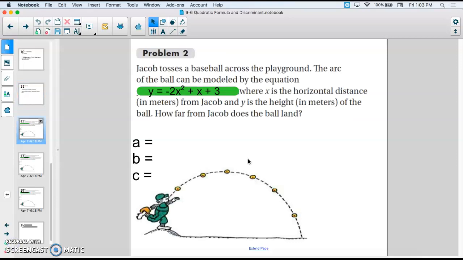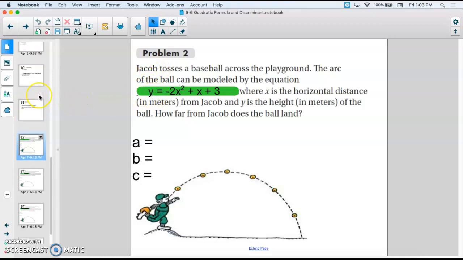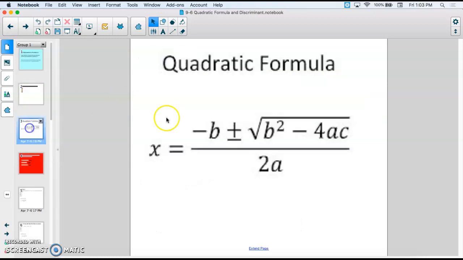All right, welcome back. So we have our quadratic formula, right? If you don't remember it, you can write it at the top of the page. Remember, it's negative b plus or minus the square root of b squared minus 4ac, all over 2a.